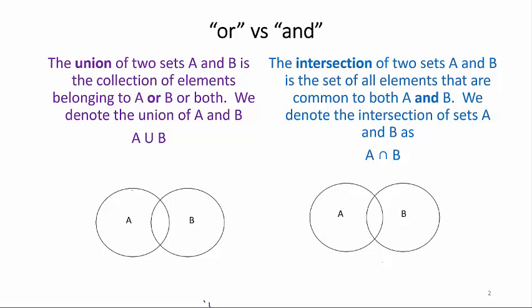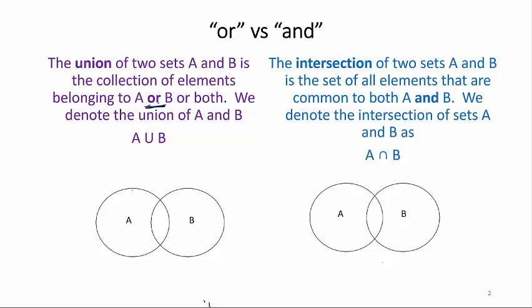Before we talk about compound inequalities and what that means, I first want to discuss this difference between an OR statement and an AND statement in mathematics. So the union of two sets, A and B, is the collection of elements belonging to A or B or both. When we use the statement A or B in mathematics, it means it's not one or the other. It means one or the other or both.